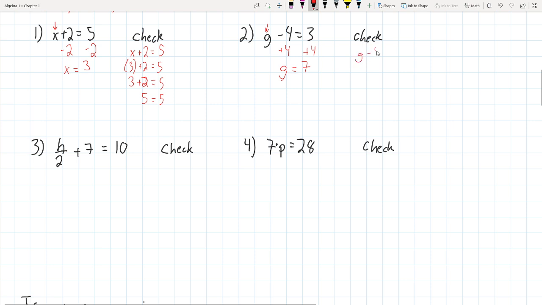So I go g minus 4 equals 3. Now instead of g, I'm going to write the number 7 minus 4 equals 3. There's nothing near the 7, so I can write it by itself. 7 minus 4 is 3, and that equals 3, and that checks out.